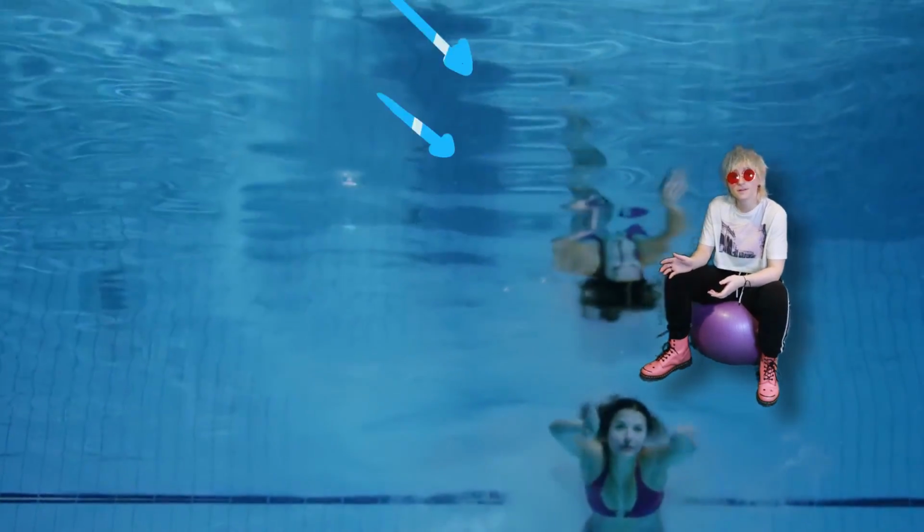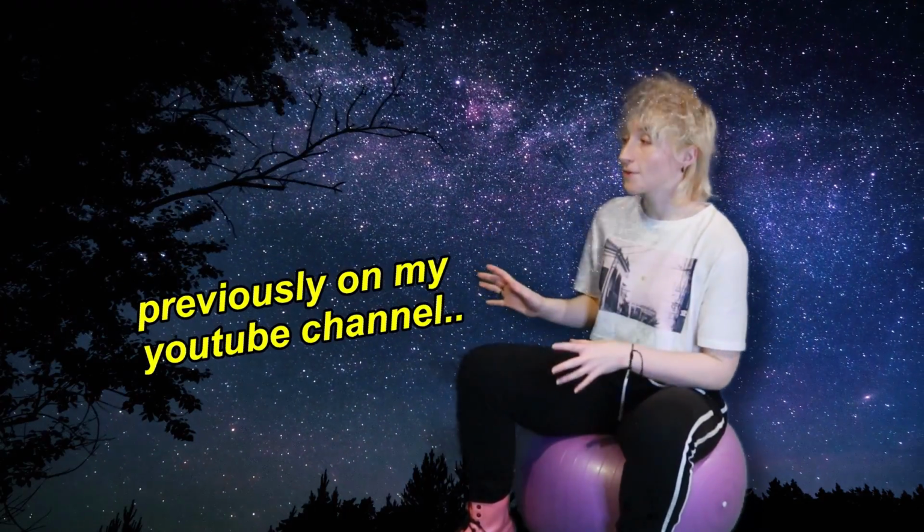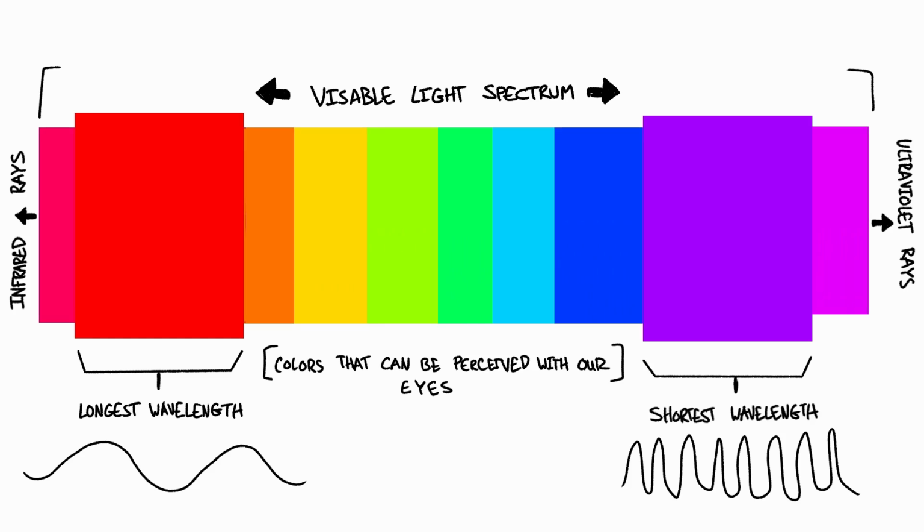Color is another important piece of the conversation when we're talking about light. I've made a whole video about it here, although it's kind of old and has some imperfect information. But to do a short overview here, color is the result of the visible light spectrum.